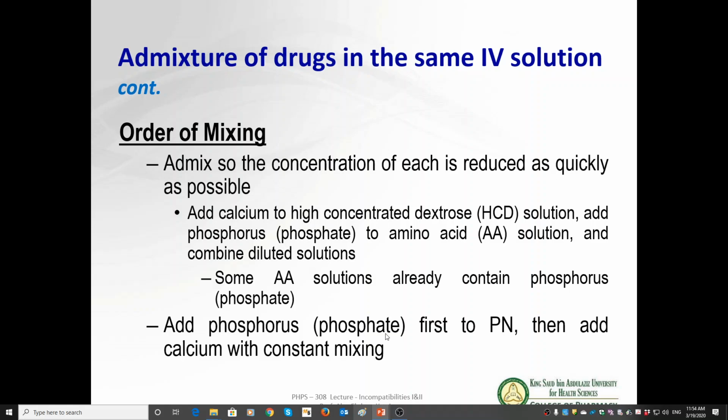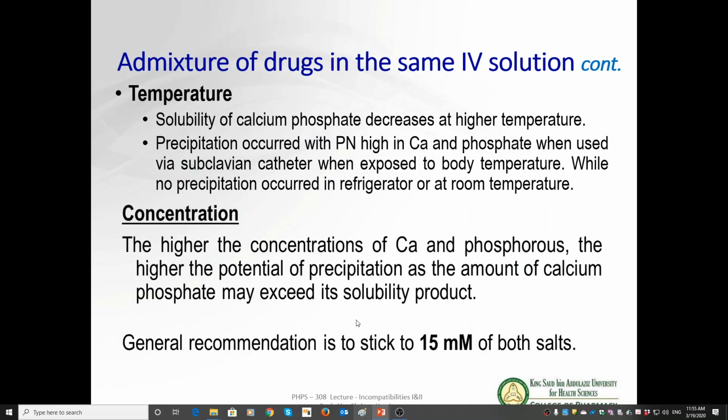Another order: add phosphorus first to the parenteral nutrition, then add calcium with constant stirring. So you don't add them together. Another order, and different than the first one. So you add the phosphorus first and then mix well. Then you add the calcium gradually, upon stirring, till no precipitation occurs. You store it in the fridge and you observe before giving that no turbidity occurs.